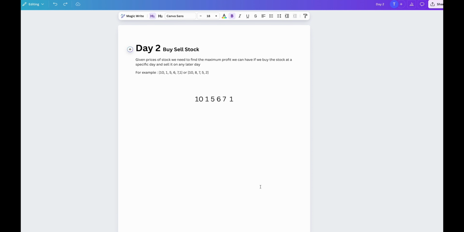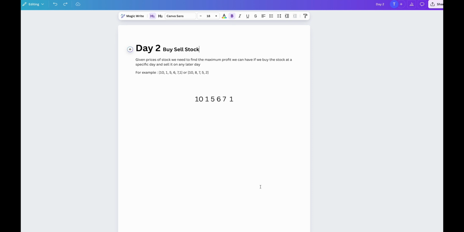We are going to solve a very simple problem called buy sell stock. In this problem, we are given an array of prices of a given stock on a given day, and we need to figure out the best strategy to maximize the profit, or find a way where we can buy the stock at the lowest price and sell it at the highest price to gain the maximum profit.